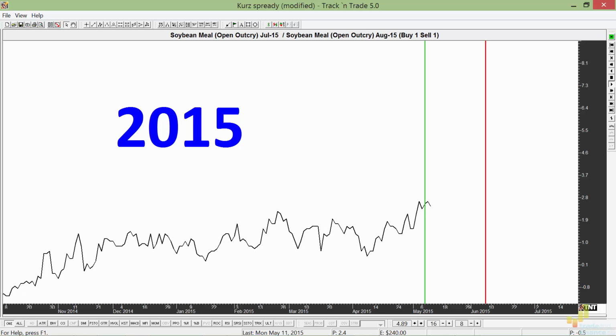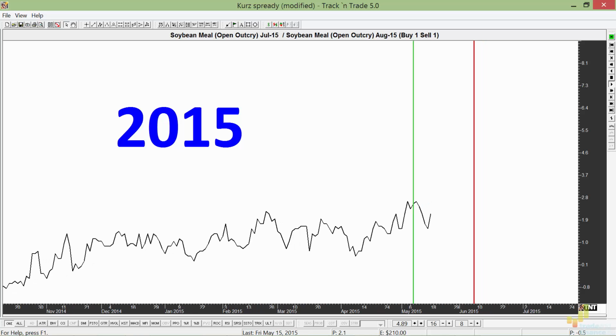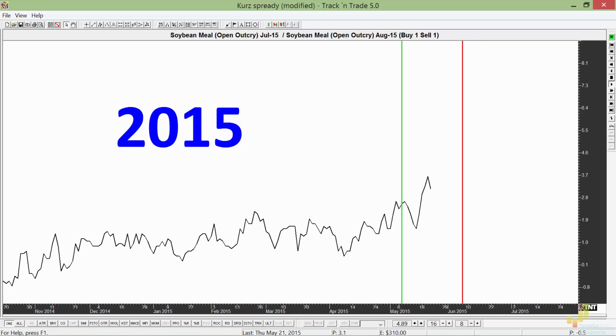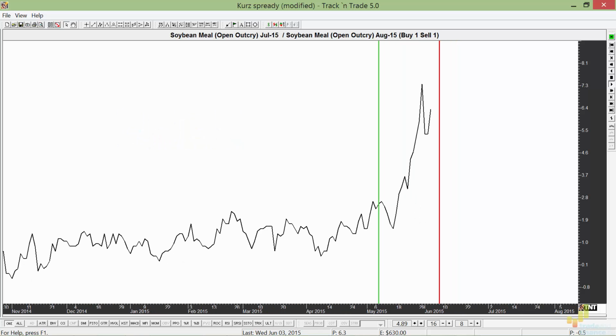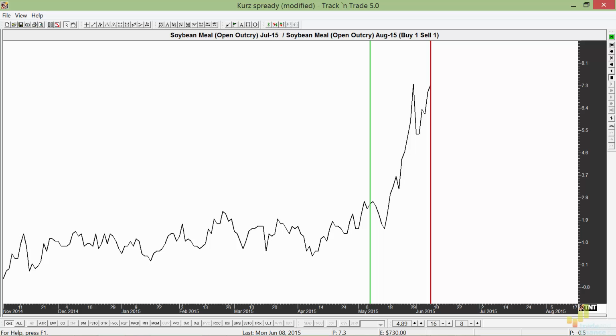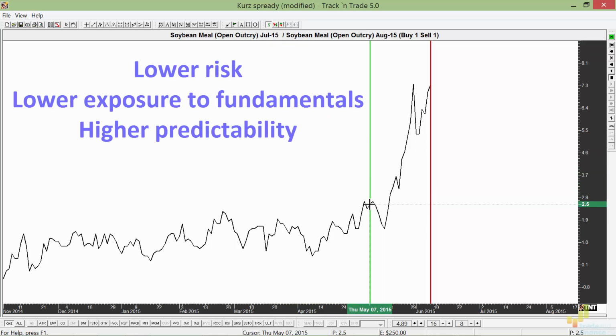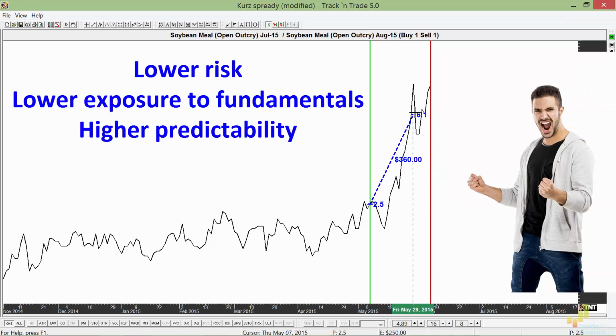Let's now watch the development of this spread in the year 2015. This year the spread perfectly followed the seasonal trending, and it resulted in a profit of $480 per contract.